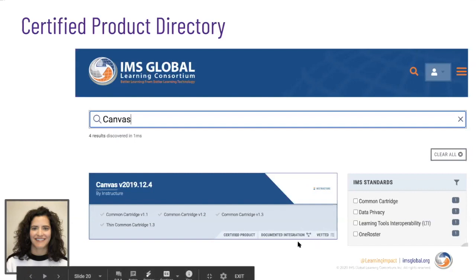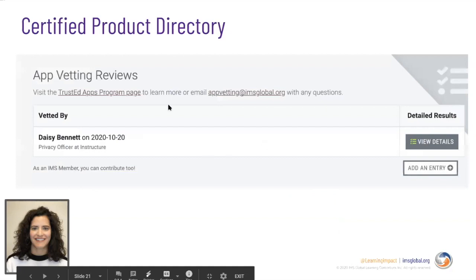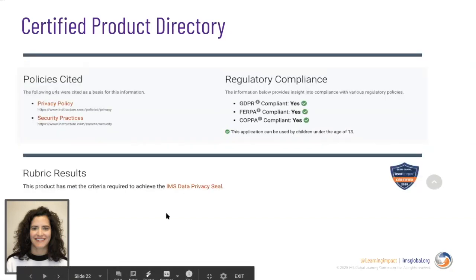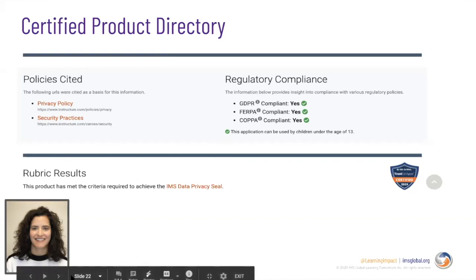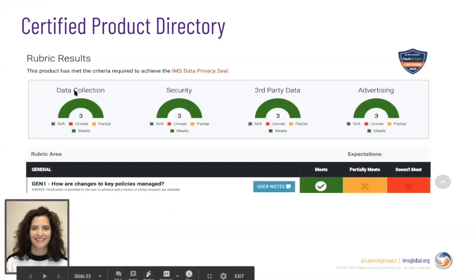So if I were to click there, I would get more information, and we can see that it was vetted by Daisy. And once we click on the view details, it provides us with a more comprehensive look at the actual results. So up here at the top are the regulatory compliance and how they fare. As we scroll down, we're able to see the aggregated results of the areas of the rubric.